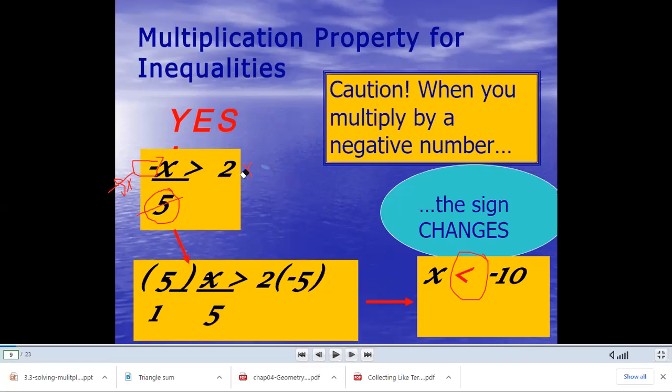And then how can we express this by number line? How will we draw a number line to express the answer? We will stop at negative 10. And will we move to the right or to the left? X is less than, so we move to the left side. So we will draw an open circle, and we will move to the left side.